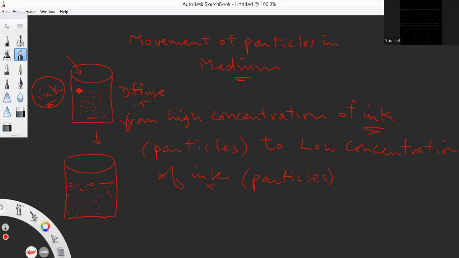So diffusion is the transport of particles, substances or molecules from high concentration to low concentration. And it only happens in liquids, right? It happens in solutions.